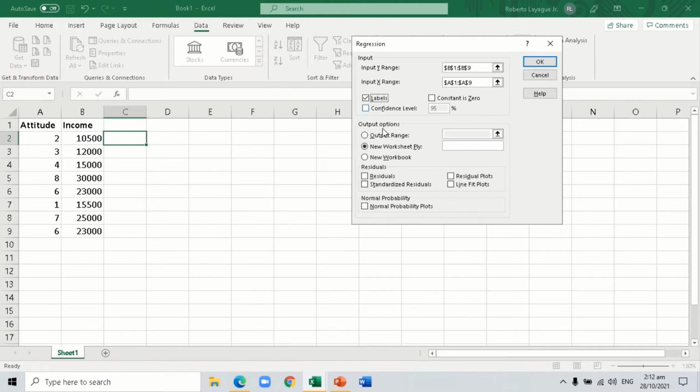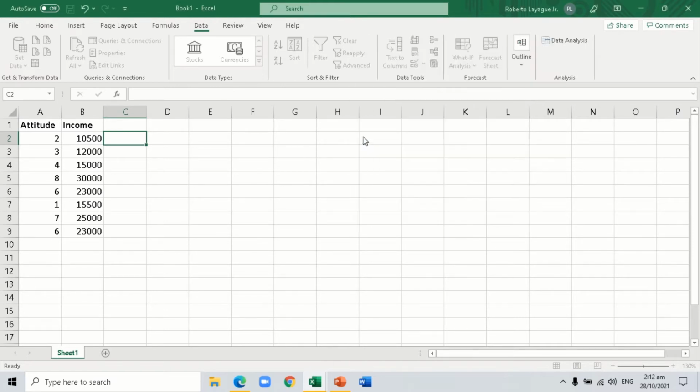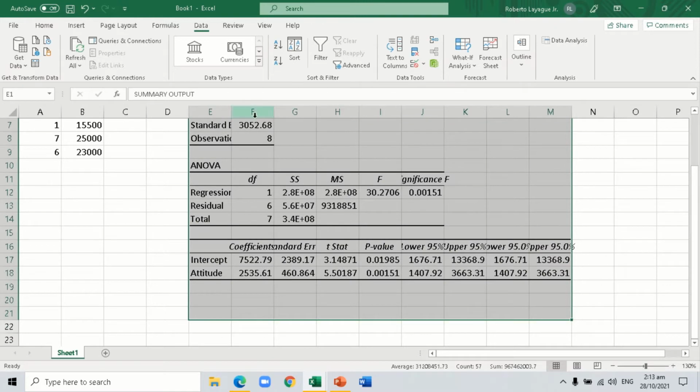However, there are a lot of things that you could look at, like the residuals and the line fit plots. Those are more advanced. I'm just going to click the output range, and let's go with some basics. I'm going to put the answer here, and then click OK. There is a lot of data that we have here.